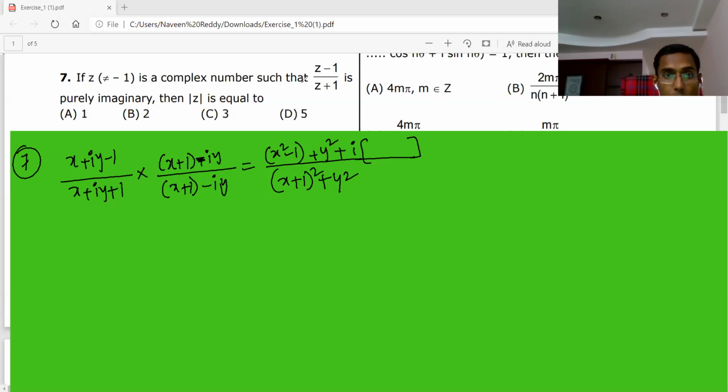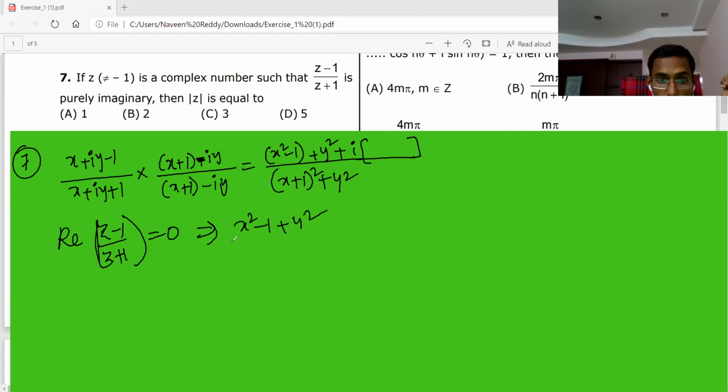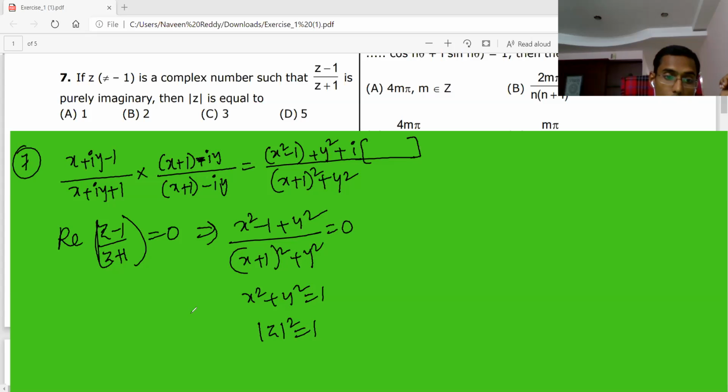z is a complex number such that (z minus 1) by (z plus 1) is purely imaginary. Purely imaginary means the real part is 0. This is the imaginary part, and this is the real part. So the real part of (z minus 1) by (z plus 1) equals 0. What is that real part? (x square minus 1 plus y square) by ((x plus 1) whole square plus y square) equals 0. That means x square plus y square equals 1, and this is mod z square equals 1. This means mod z also equals 1.